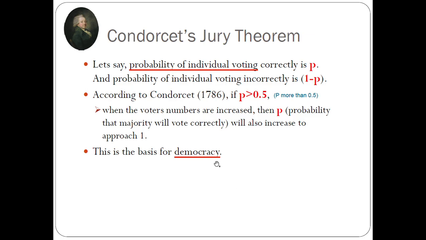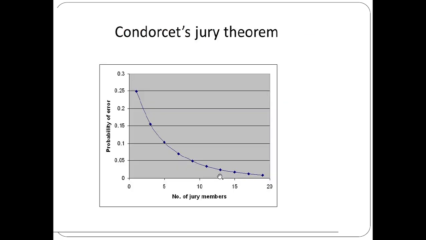Okay, maksudnya kat sini sekiranya probability itu lebih daripada 0.5, kebarangkalian dia punya individual voting incorrectly tu, yang tidak betul tu, akan meningkat juga. Okay, tengok dia punya graf ni, semakin meningkat dia pun meningkat juga dia punya probability of error. Semakin ramai pengundi, voter tu, makin meningkat dia punya error.